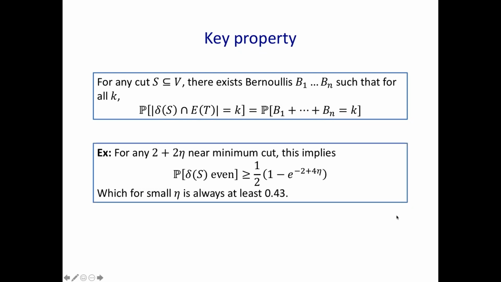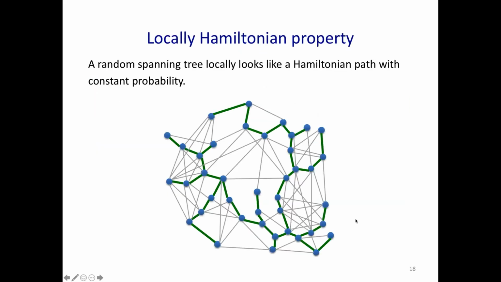And this gives us a pretty nice constant. It says that any near minimum cut is even with probability at least 0.43. And note this is stronger than just saying many near minimum cuts are even. It's saying every near minimum cut has a probability of being even. So this is a nice property. And in a sense, this tells us that lambda uniform spanning tree distributions sampled from the TSP-LP are locally Hamiltonian. In other words, many vertices should have degree 2. And in fact, in general, adjacent vertices should have a chance to both have degree 2 and so on.